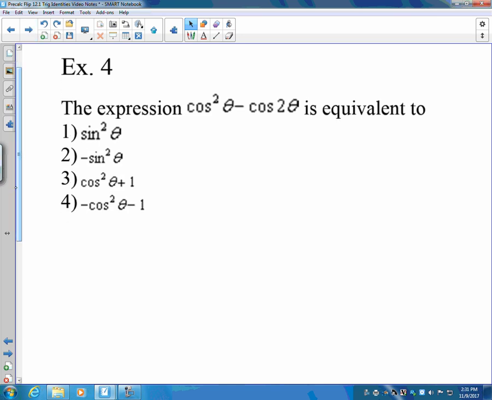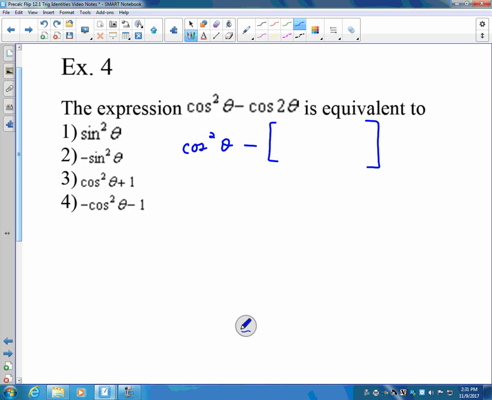All right, how about this example? This expression is equivalent to which of those 4 choices? Well, I don't know, but let's give it a shot. So let's see here. We've got the cosine squared of theta minus cosine of 2 theta. We've got some options to replace that, right? Hey, listen, if you wanted to, I could replace the cosine squared too, right?